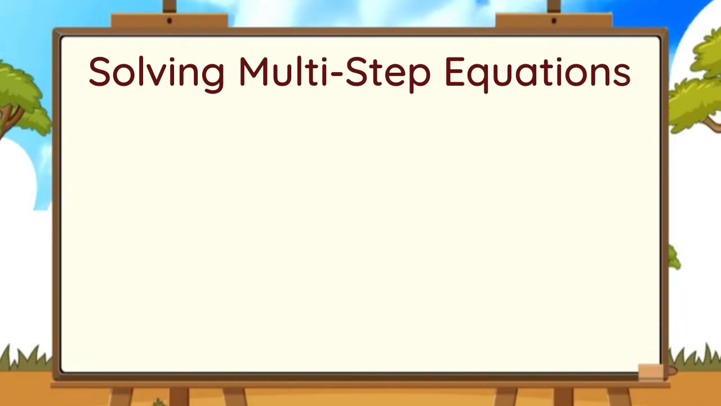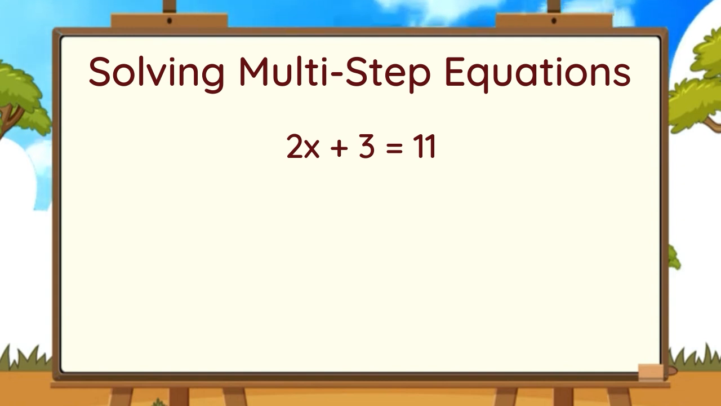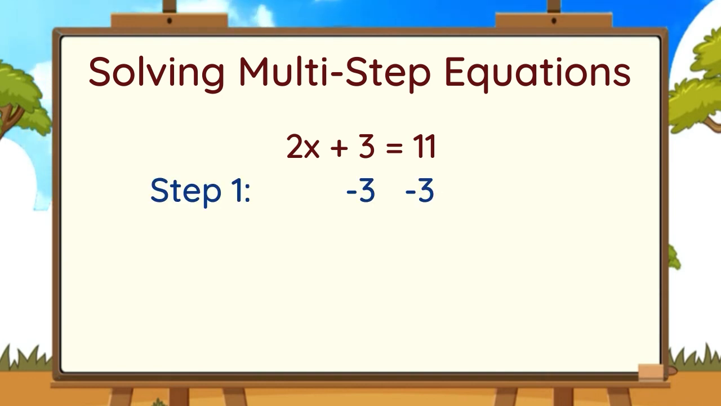Now let's move on to something a bit more challenging, multi-step equations. Take a look at this example. 2x plus 3 equals 11. Here we have a few steps to isolate x. First, we'll start by addressing the addition of 3. To undo it, we subtract 3 from both sides, which gives us 2x equals 8.